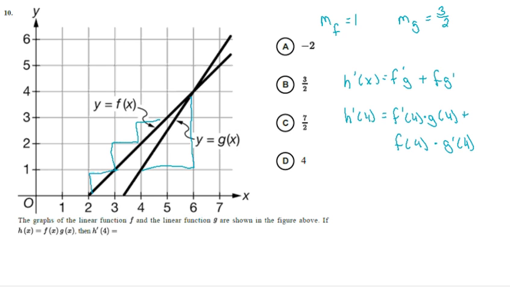All right, so h prime of 4 is going to equal f prime of 4, which is just going to be 1, times g of 4, which is 1, plus f of 4, which is 2, times g prime of 4, which is 3 halves. So 1 times 1 is 1, 2 times 3 halves is 3, and 1 plus 3 equals 4. D, once again. Okay.